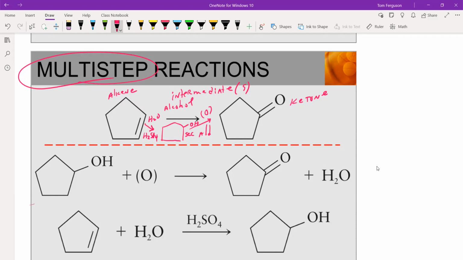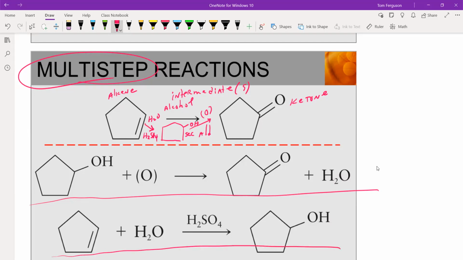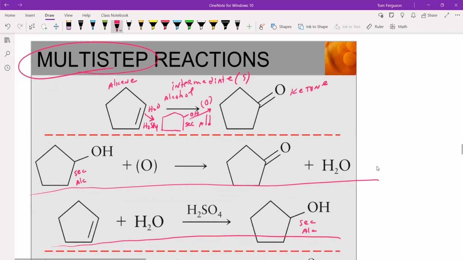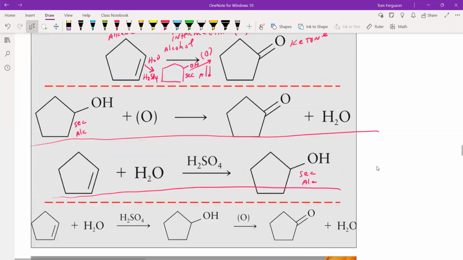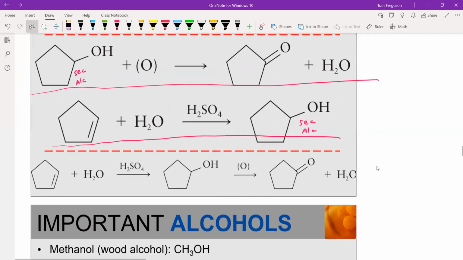So here's the step where we oxidize the secondary alcohol. The first step is we're hydrating an alkene to get the secondary alcohol. Again, this is secondary. It's got to be a secondary alcohol. If we put all of them together, this was what I was trying to do up here. In a nicer format, this is what it's going to look like down here.